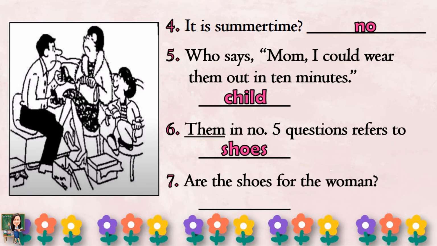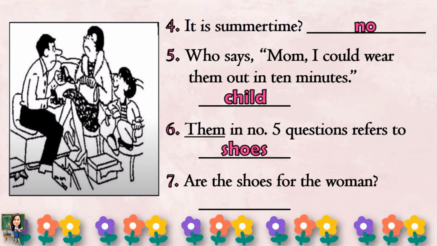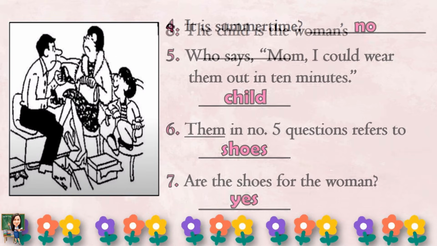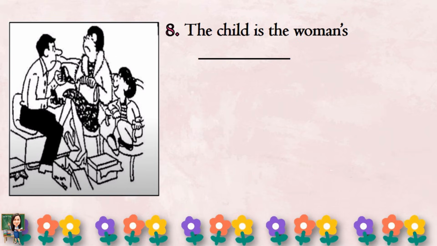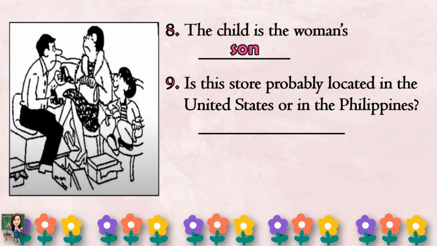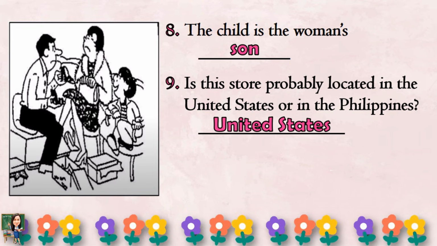Number 7. Are the shoes for the woman? What is your answer? Very good. The correct answer is yes. Number 8. The child is the woman's what? What is your answer? Very good. The child is the woman's son. Number 9. Is this store probably located in the United States or in the Philippines? What is your answer? Very good. It is located in the United States.